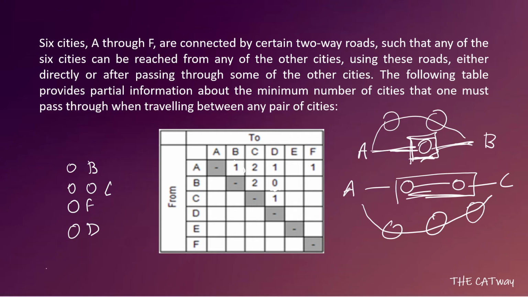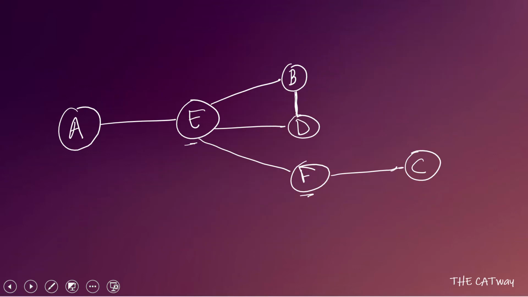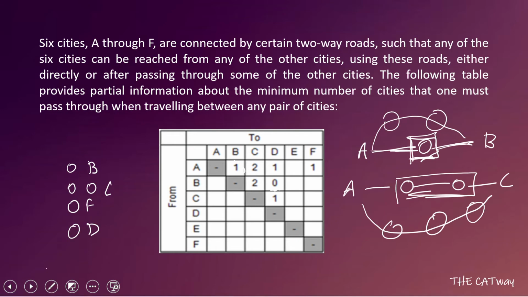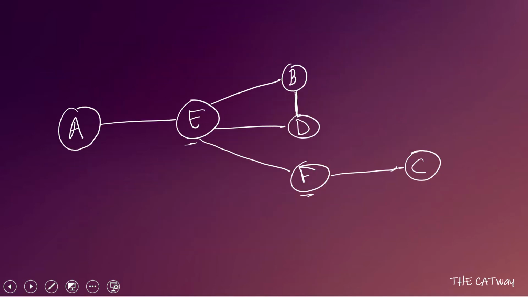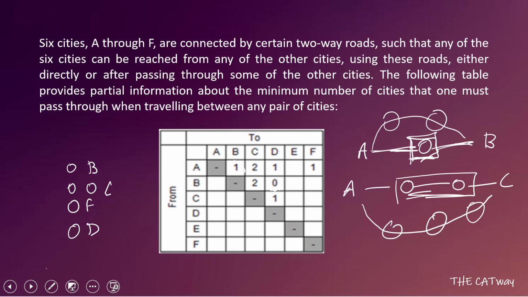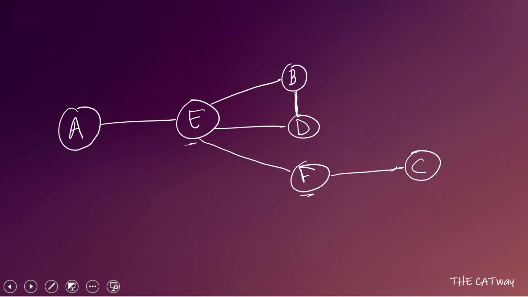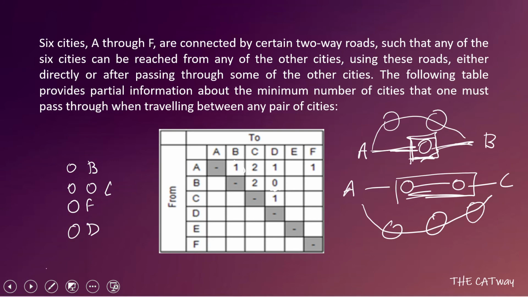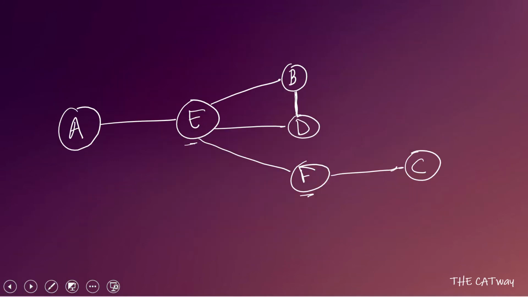So we have A and B at a distance of one city, A and D at a distance of one city, A and C at a distance of two cities, A and F at a distance of one city. Then B to C, two cities. Also, going from B to D there are zero cities, and C to D there is one city.